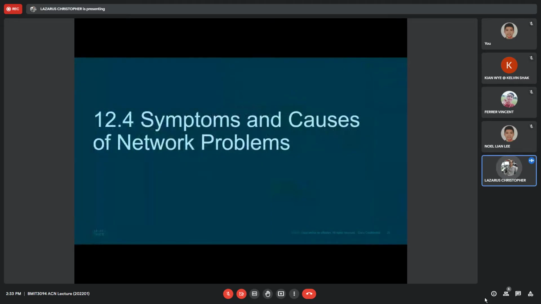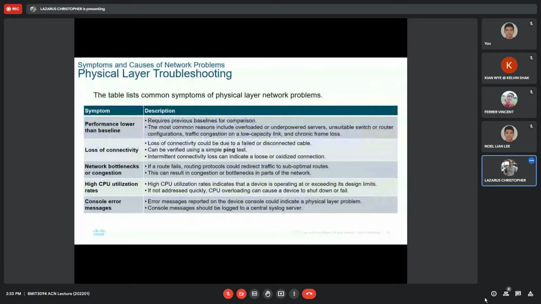Right. So next, we're going to look at the symptoms and causes of network problems. So these are basically just guidelines. If you see certain symptoms, then you can see what causes these problems. Let's say you have established a baseline, and then when you test again, you do the same data collection as when you performed the baseline, you notice that it's now lower performance from your network.